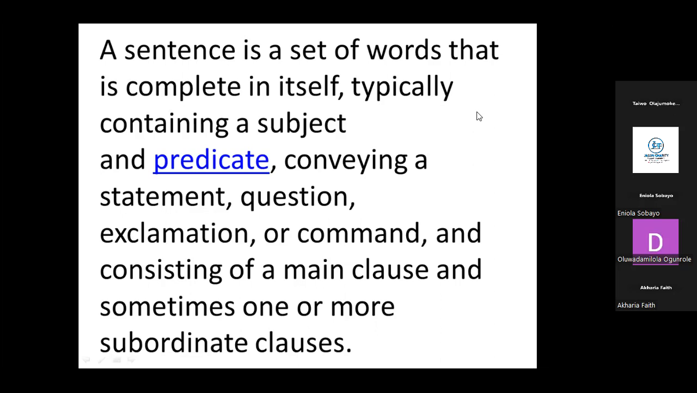Now, a sentence may be conveying a statement, that is, it could mean an expressed statement.